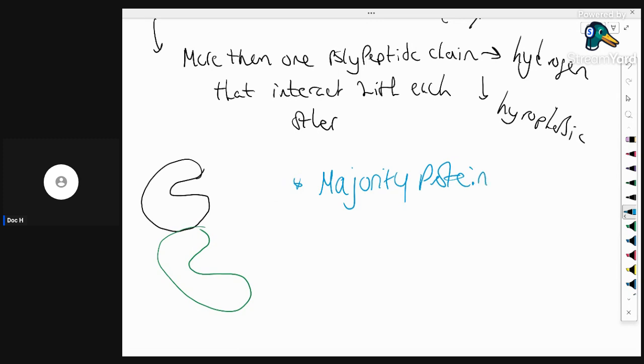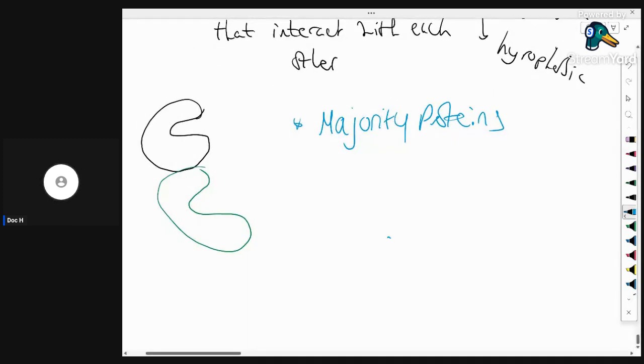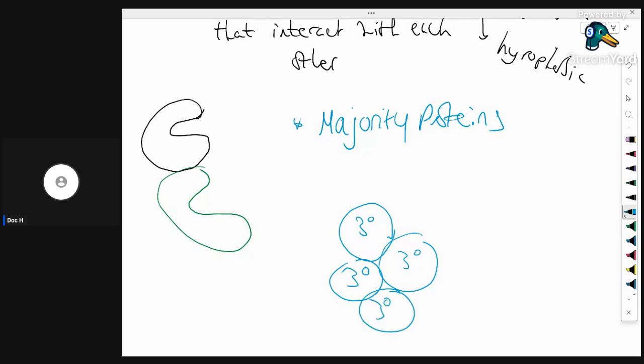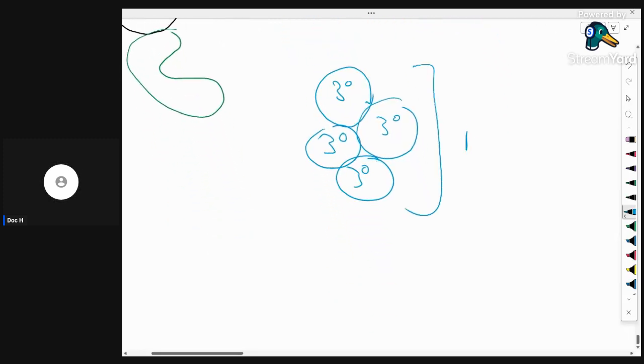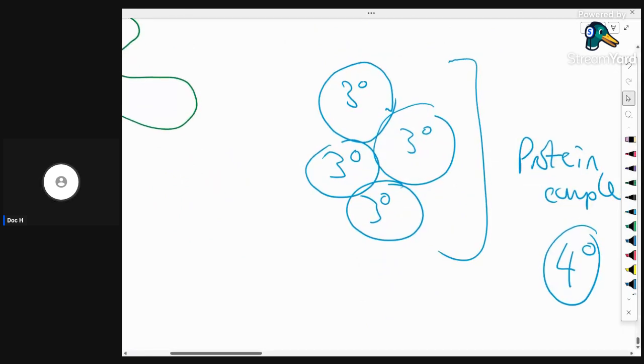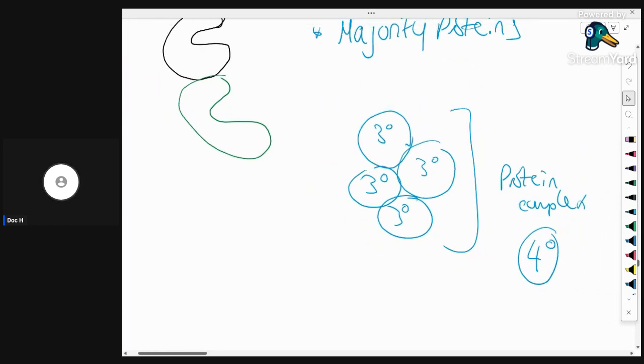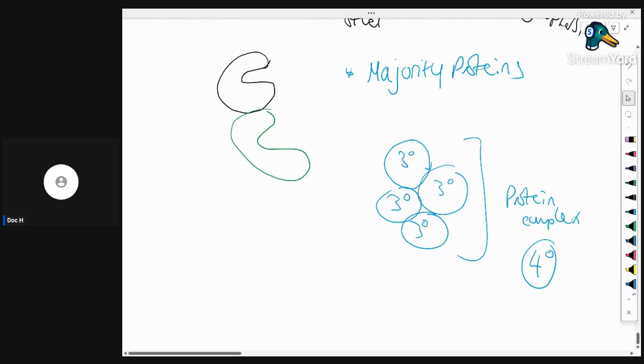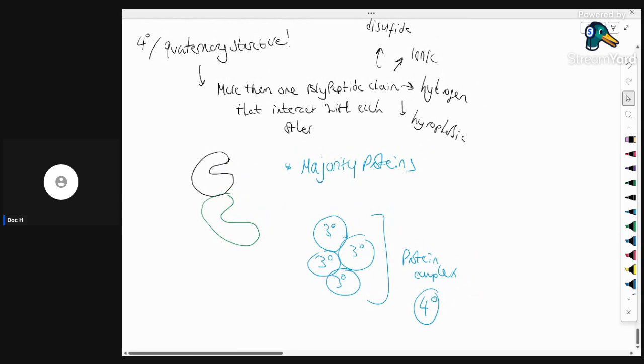Okay, so most proteins do not simply exist as one blob, like one tertiary structural blob. You actually have multiple tertiary structural elements that come together to form a big protein complex, okay, which is quaternary structure, more than one individual polypeptide chain. I'm not going to say much else on that at this stage, because you'll come across lots of examples of this later.